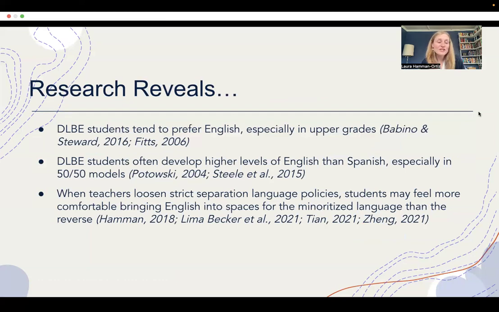We know from research that this does happen, right? We know that bilingual students often tend to prefer English, especially in the upper grades. We see sometimes that bilingual students are developing higher levels of English than they are in Spanish. And I've seen in my own research, and others have also found, that when teachers start to make more spaces for translanguaging, sometimes that does end up resulting in more English in spaces that were for the minoritized language.